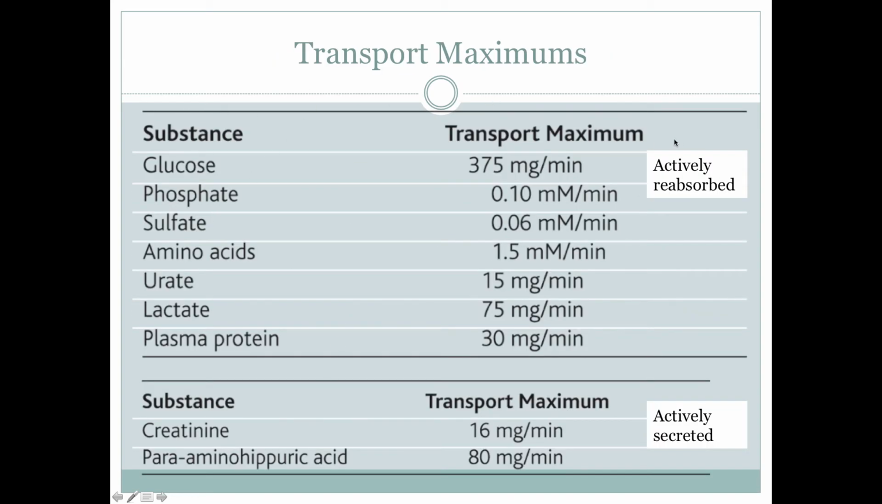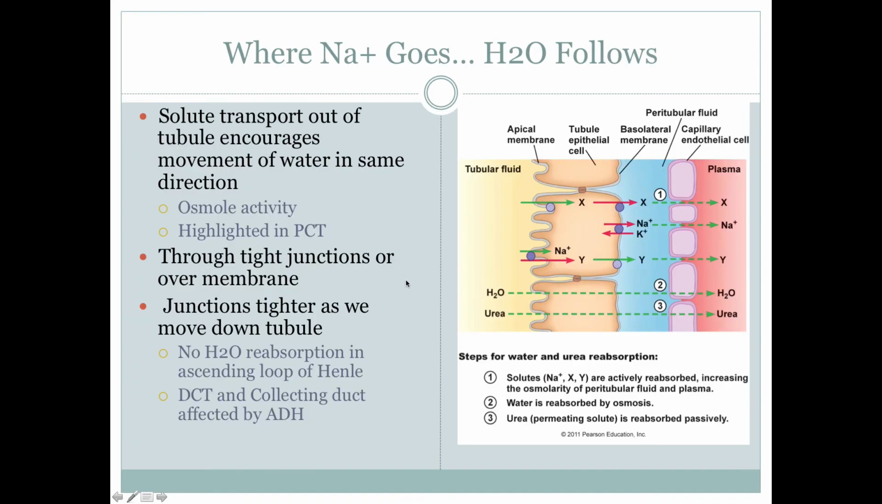So these are the transport maximums of different substances, so how quickly they can be moved in amount per minute. These are all products that are actively reabsorbed: glucose, phosphates, sulfates, amino acids, urates, lactates, plasma proteins. And then there are substances that are actively secreted, which means they're squirted into the tubule to be removed. You don't have to know the numbers for me, but your boards might ask which has the highest or lowest transport maximum out of these substances.